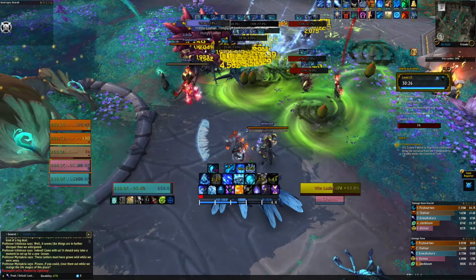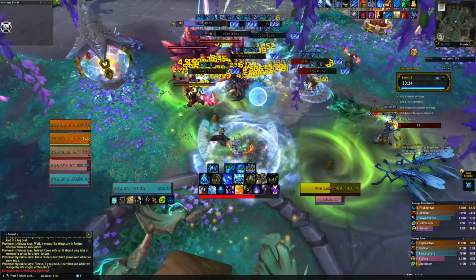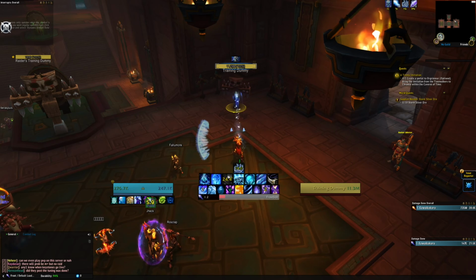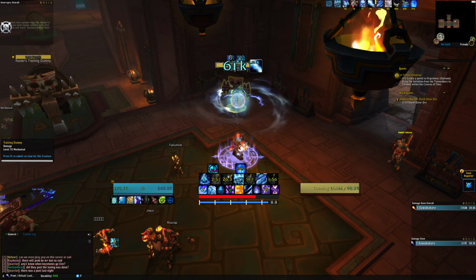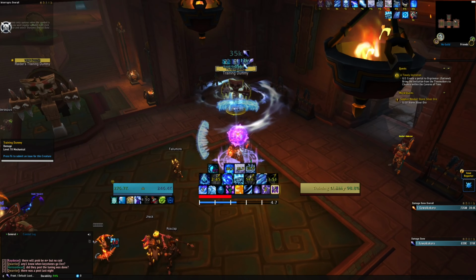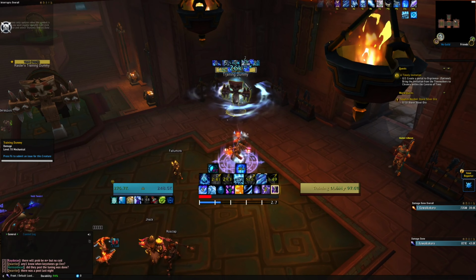The Frost Mage has to play around 3 primary buffs for the spec to function. The first is Fingers of Frost. This buff appears when you're casting Frostbolt or is gained from pressing Frozen Orb. When you gain this buff, your next Ice Lance is assumed to be frozen. This increases the damage of your Ice Lance.